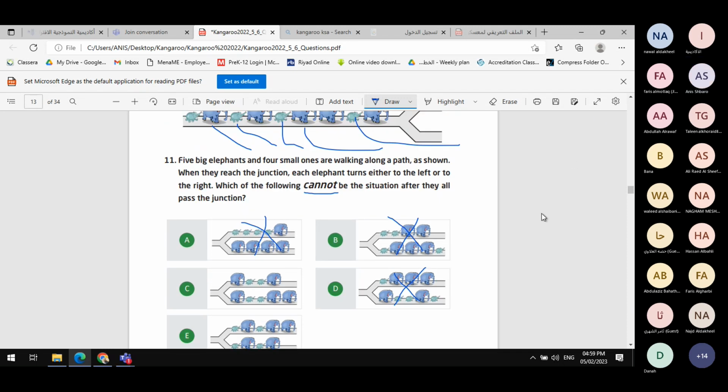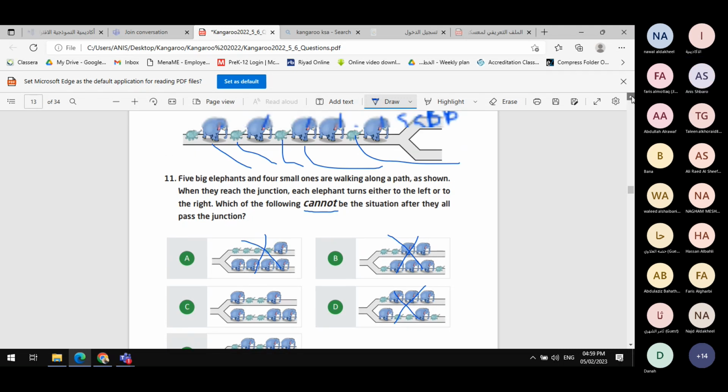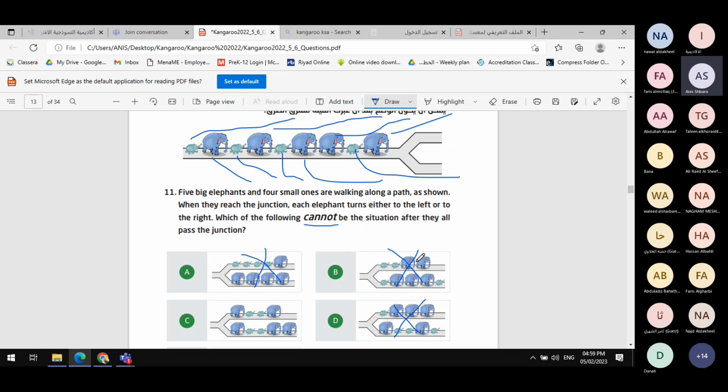Teacher, I don't understand. Okay, so what we are doing here is the following. Can I do E? No, don't worry about E now. I want everyone to understand what we are doing. So the question is, which situation cannot be done here? So simply, we are going to test each one alone.